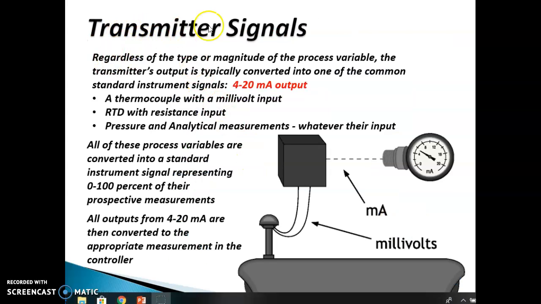Okay, the transmitter signal, regardless of the type or the magnitude of the process variable, again, its output is one of the most common standard instrument signals, 4 to 20 milliamps.